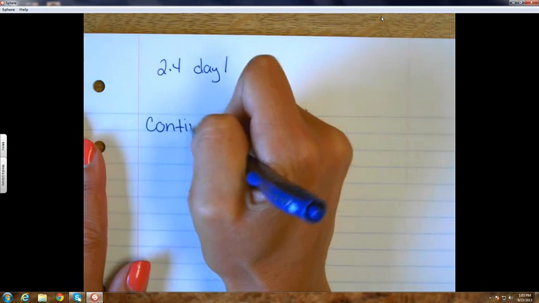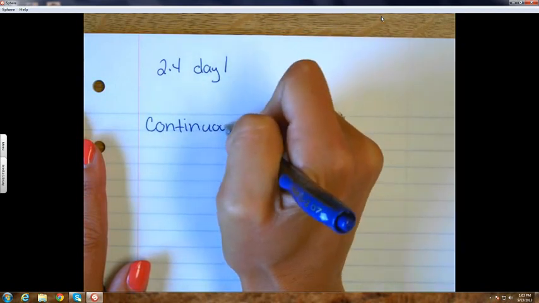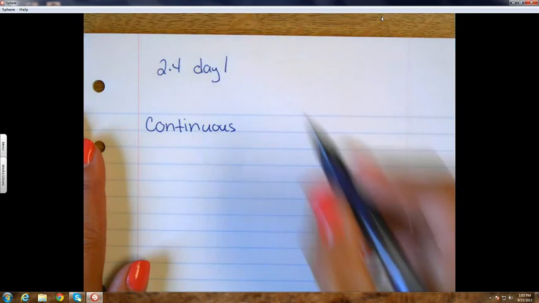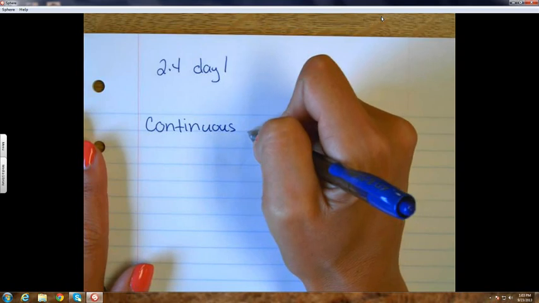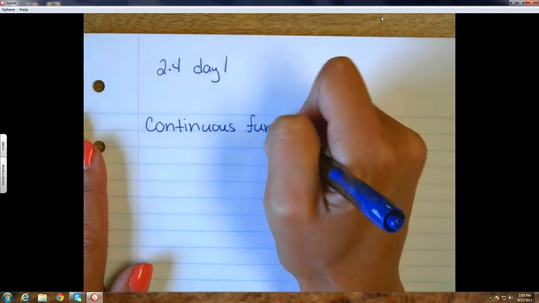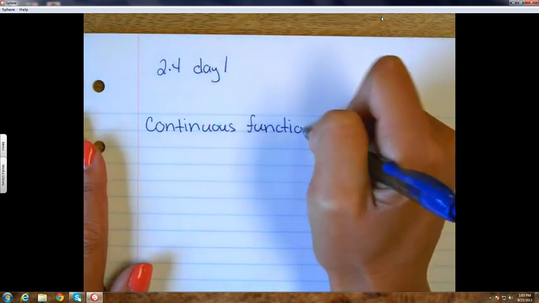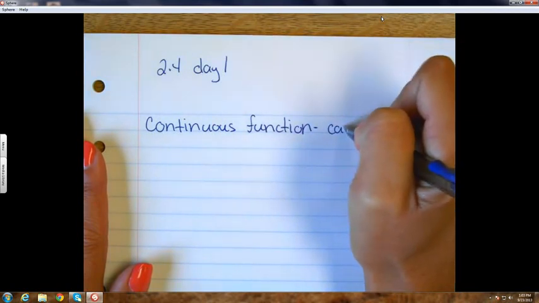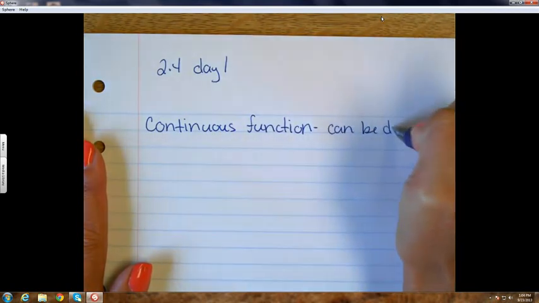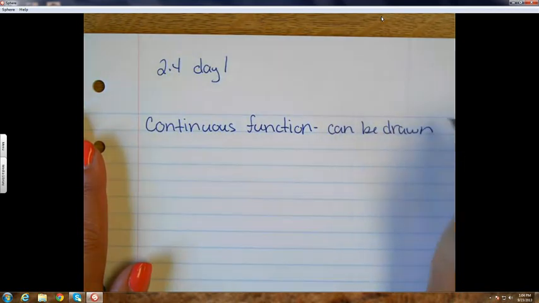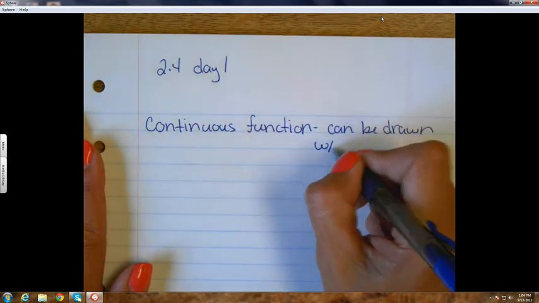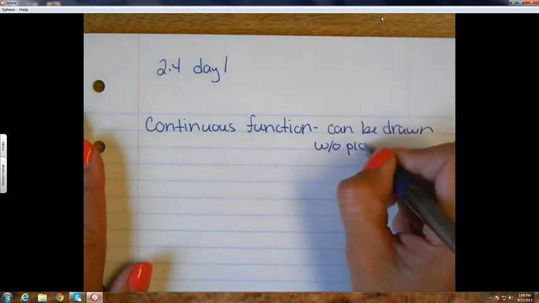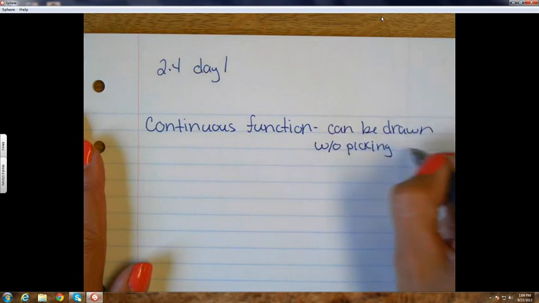As far as continuous functions go, back in junior high, they probably taught you they were continuous if you could draw the whole thing without picking up your pencil. So we'll go with that definition to start with. So a continuous function can be drawn without picking up the pencil.